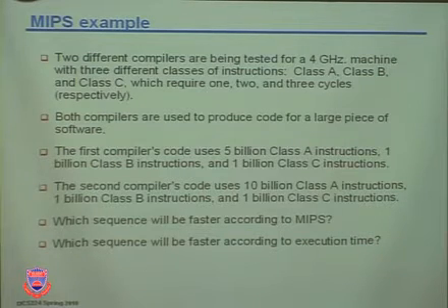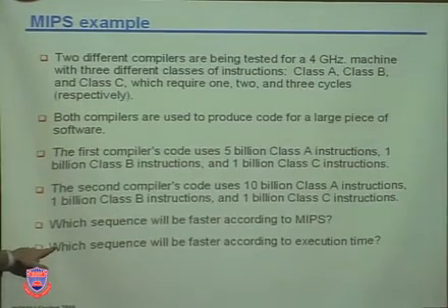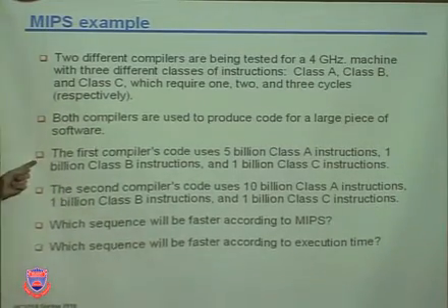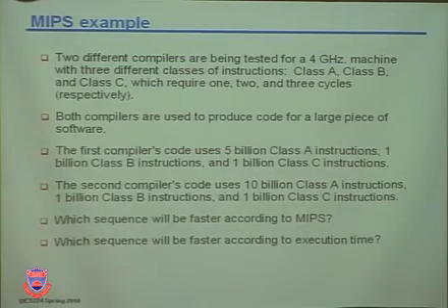The first compiler's code generates 5 billion class A instructions, 1 billion class B instructions, and 1 billion class C instructions. The second compiler's code, to do the same high-level thing, generates 10 billion class A instructions, 1 billion class B instructions, and 1 billion class C instructions. Which sequence will be faster according to execution time? Don't have to even put your pencil on the paper. Is this going to be faster or is this going to be faster? A.